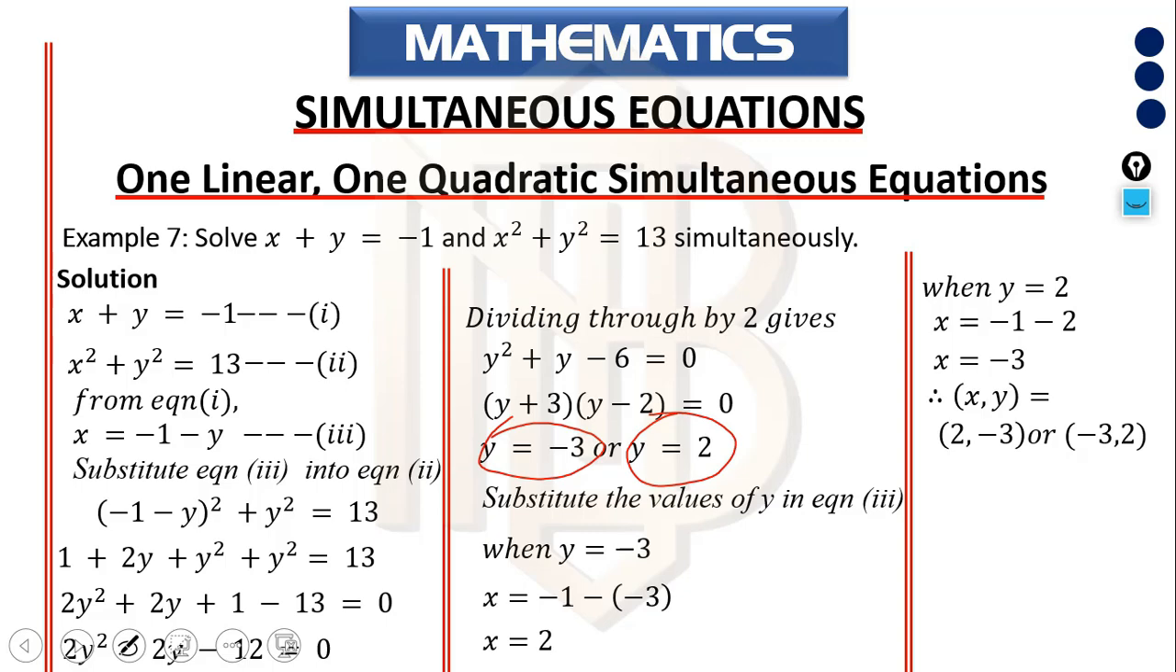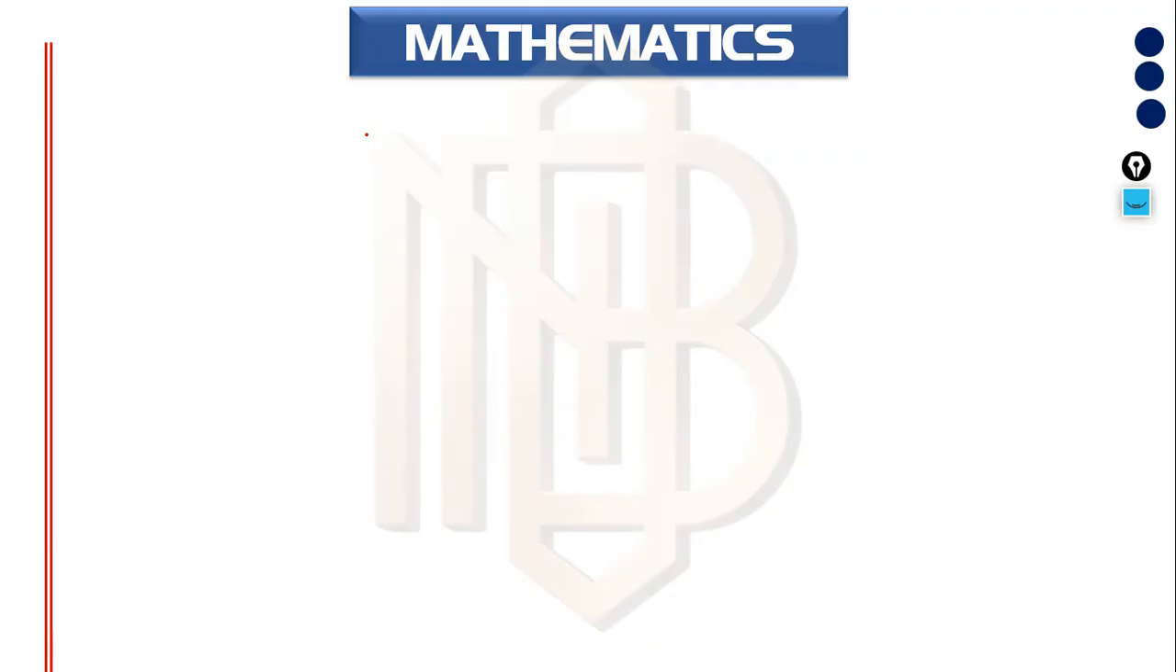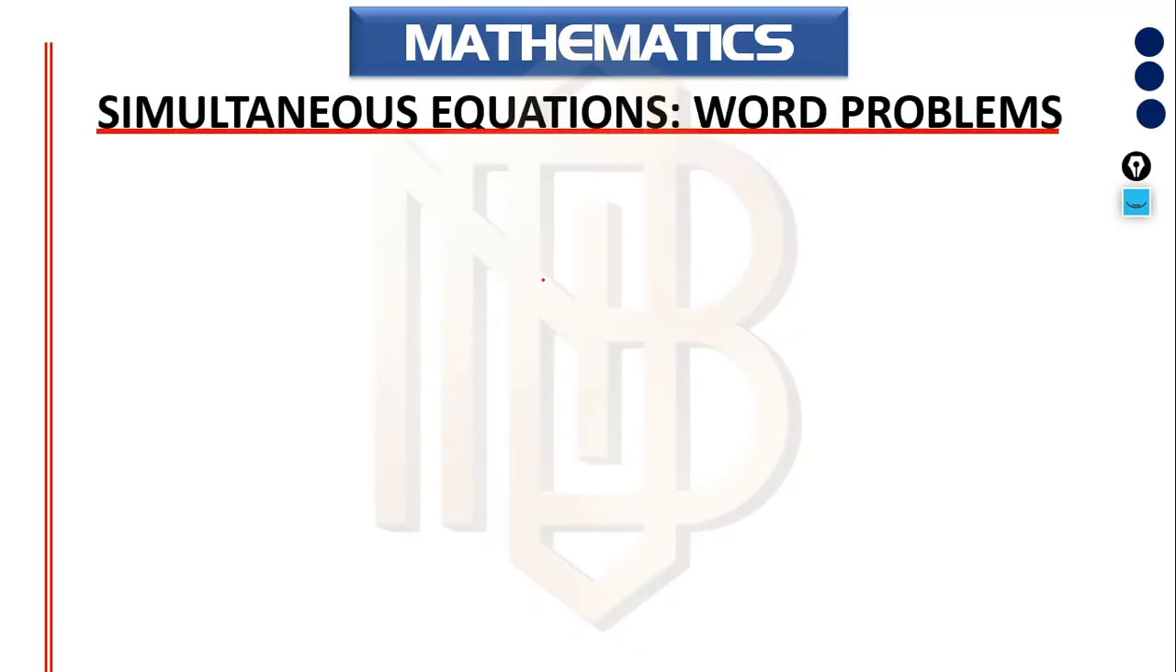x equals 2, y equals minus 3, or x equals minus 3, y equals 2. So let's take a look at word problems.